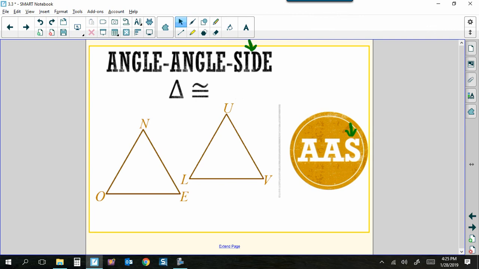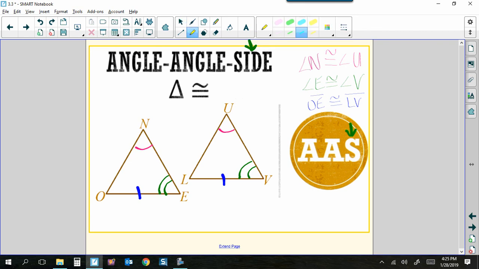So again, I'm going to use the same diagram. I'm going to use actually the same angles that we used before. Angle N is congruent to angle U, and angle E is congruent to angle V. So you can see that NE and UV from the previous picture were the included sides. Because my side is now not included, it would have to be one of the other two sides, which leaves me with these two. It could be either of these two. Those are the two not included sides.